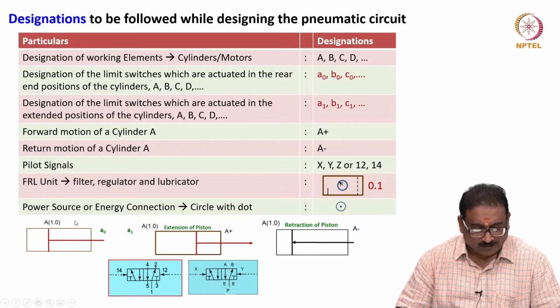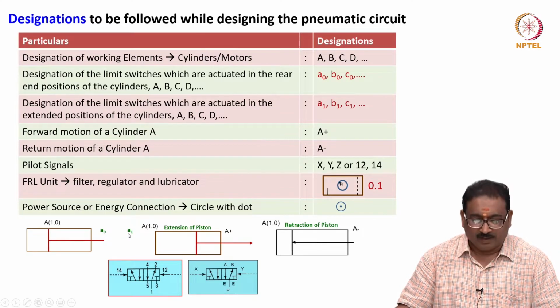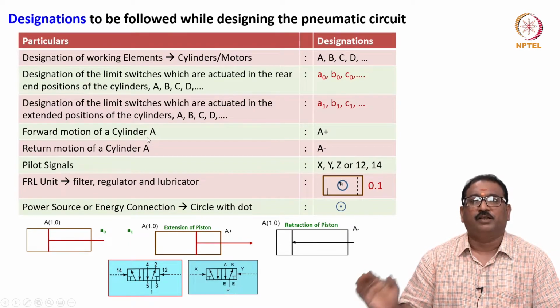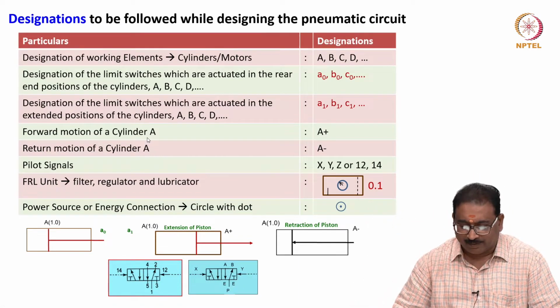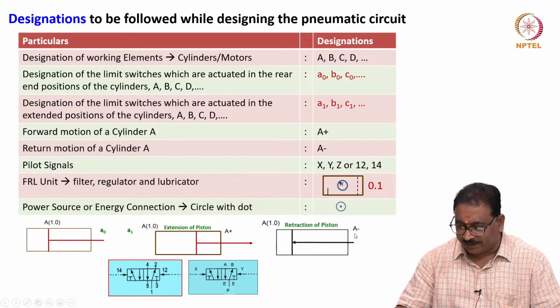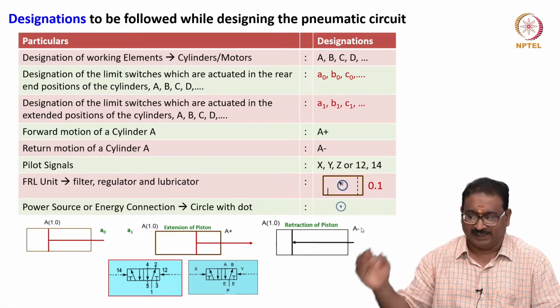Here I have shown you, for the cylinder A, a0 is the limit switch at the retracted position. Here is the extended position, where the cylinder extends to the limit switch a1. Next you will see the forward motion of the cylinder. When the cylinder extends, it is represented as A plus. You will see A plus is going on now. Then you will see the return motion of the cylinder, which is represented using A minus. Similarly for the B cylinder, C cylinder, D cylinder.